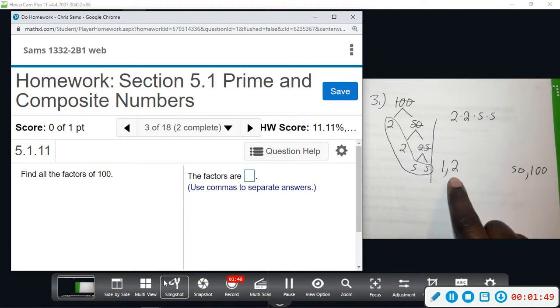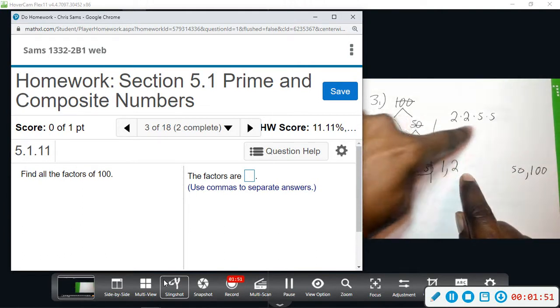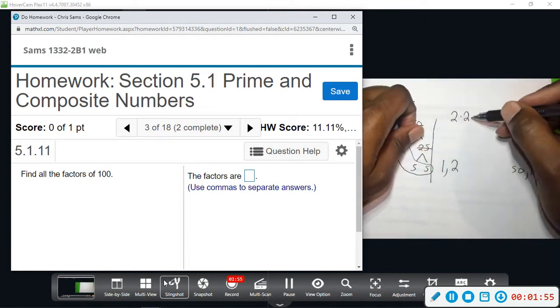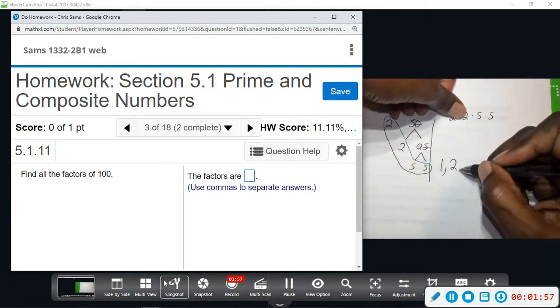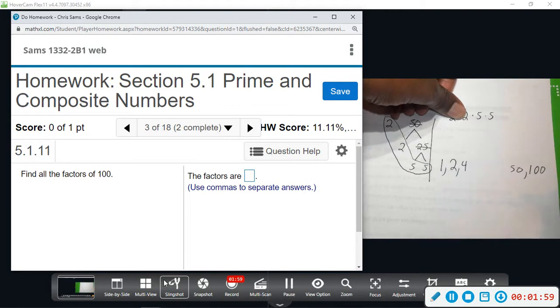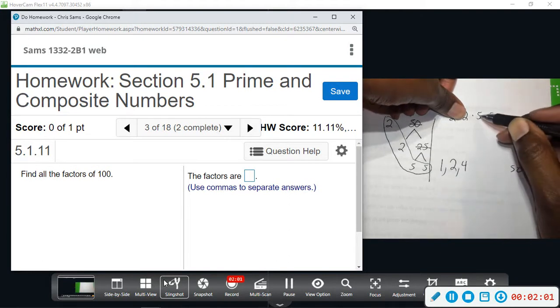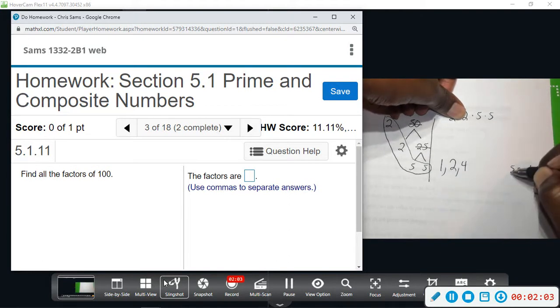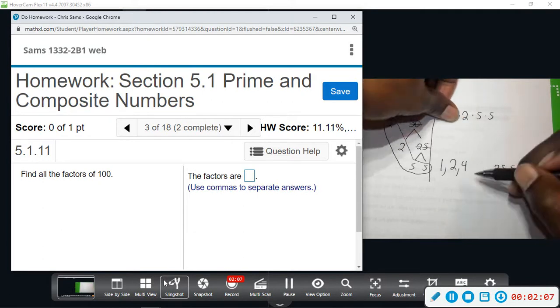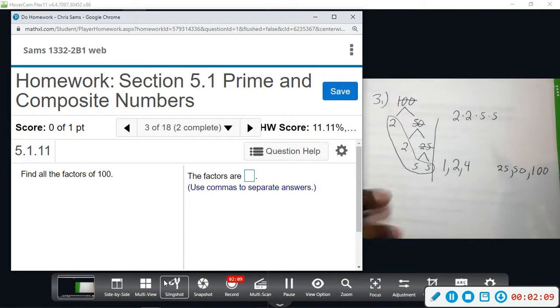Alright, so I cannot make a 3 from these, but I can make a 4 with 2 times 2. So if I did 2 times 2, that would give me 4. So that means 4 is a factor. And then once I use 4, 5 times 5 is 25, so that will be the other number. So 4 times 25 also gives us 100.